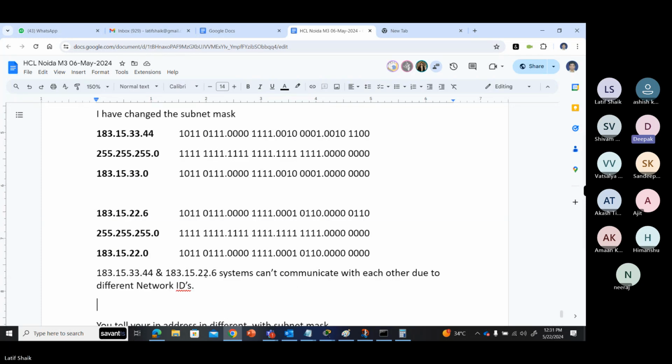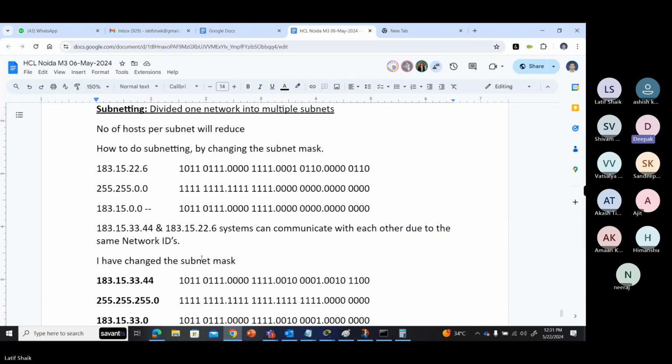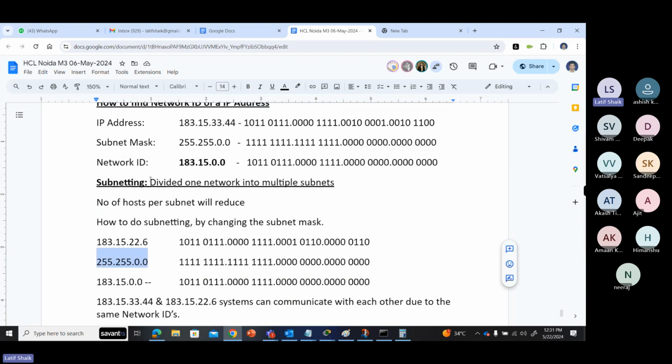So, sir, does the subnet mask always remain the same, 255.255.255.0? Of course, it is not always the same. It is the default, but depending upon the network and the plan of the network sizes, people will change it. That part comes under subnetting. What is this subnetting concept? It divides one network into multiple subnets.